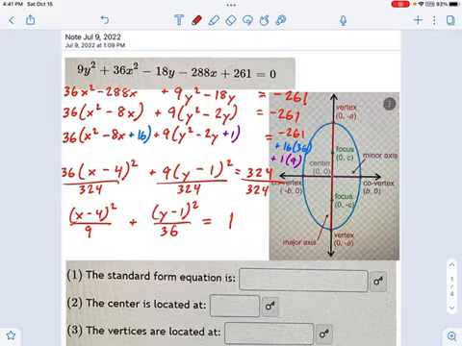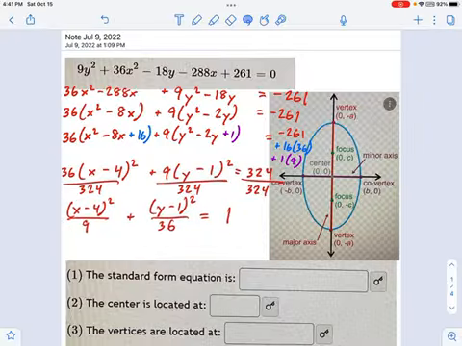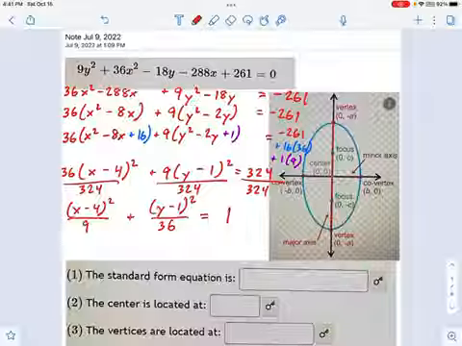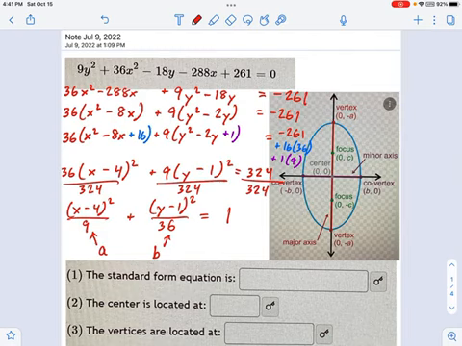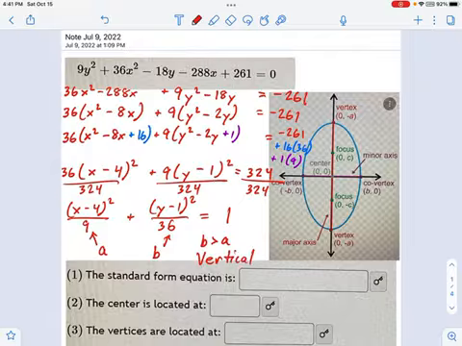Now, we learn a couple of things from this. There's a lot of reasons we like this form in particular. And I want to write the first and most obvious right below it. Notice that the y number, which we call b, is greater than the x number, which we call a. Now, when b is greater than a, that means it is a vertical ellipse. You see, that's why I chose the vertical ellipse diagram for this particular problem.